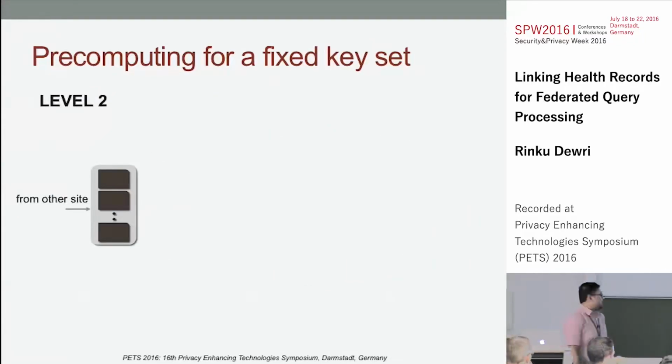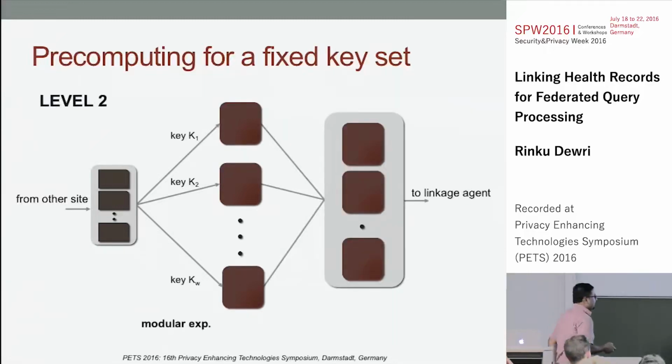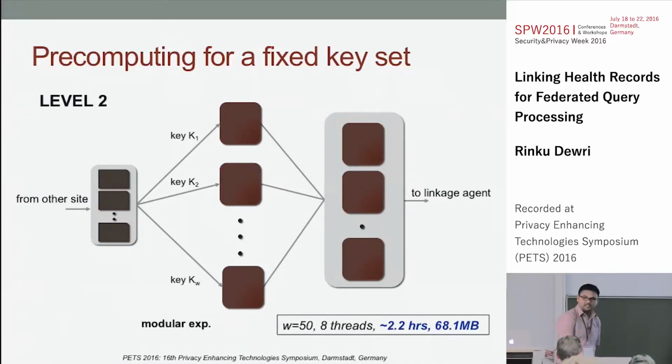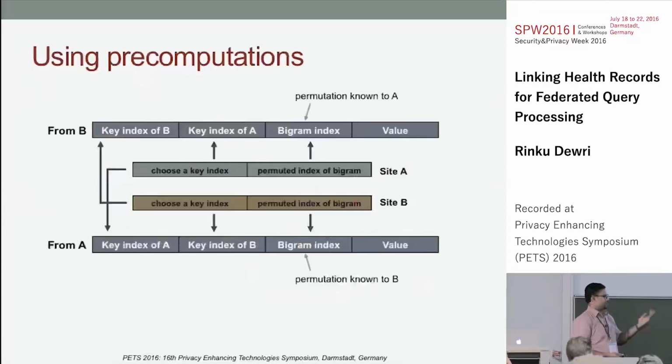Next, we take the data from the other side and apply the same process. We apply the keys, do the modular exponentiations, and then we get the second level pre-computation, which is sent to the linkage agent. To do this in the same setting is going to take around 2.2 hours, and the output is around 68 megabytes. Of course, this is after we do some truncation. You don't have to keep the entire 256 bytes of the output. You can keep just enough so that every entry is unique, which in this case was 6 bytes.